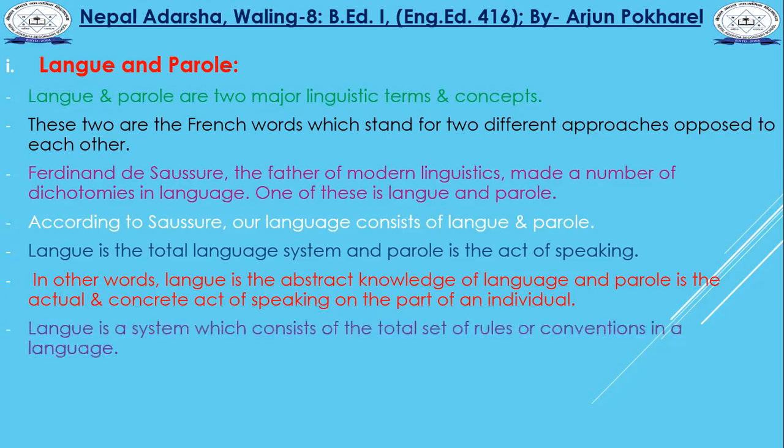Okay, so lang is a system which consists of the total set of rules or conventions in a language. That's why we can define lang as a system. It is a system which consists of the total set of rules or conventions in a language. All the knowledge of grammar, the knowledge of vocabulary, the knowledge of pronunciation in a language is known as what? All the knowledge is known as what?